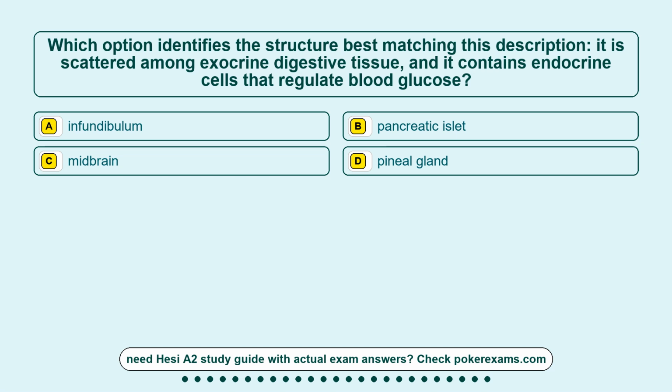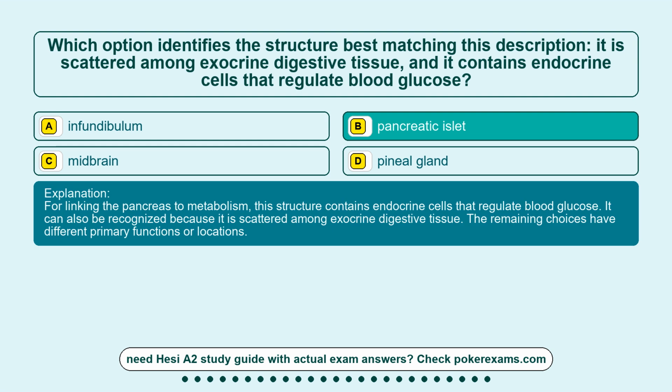Question 19. Which option identifies the structure best matching this description? It is scattered among exocrine digestive tissue, and it contains endocrine cells that regulate blood glucose. Option A, infundibulum. Option B, pancreatic islet. Option C, midbrain. Option D, pineal gland. The correct answer is option B, pancreatic islet.